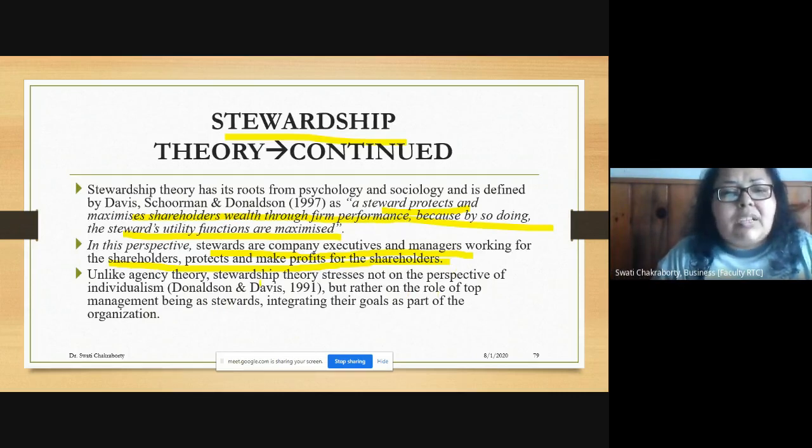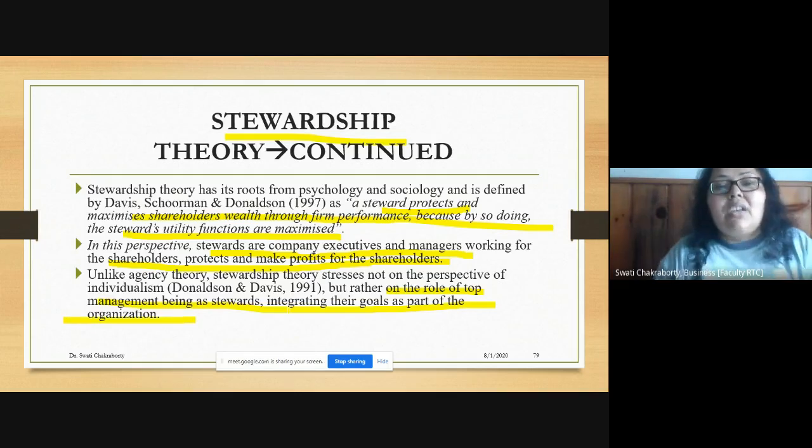So unlike agency theory, stewardship theory talks about the role of management towards stewards, integrating their goals as part of the organization. So they are actually working, right? They are working to ensure that their own goals are merged with that of the organization. What is the goal?